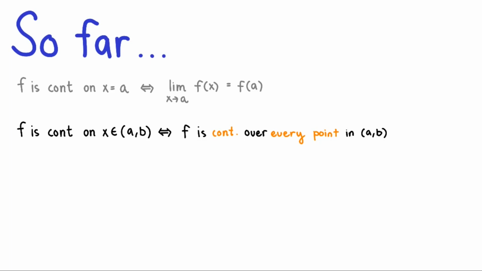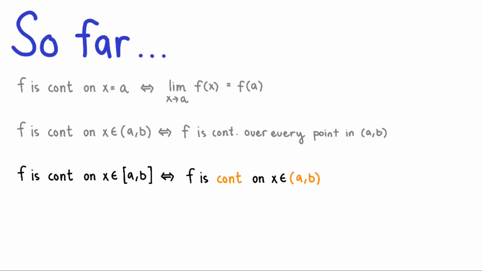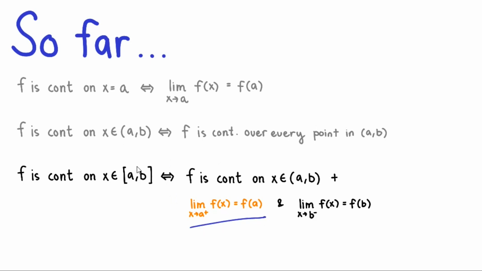Aside from this, we might also ask, how about for the closed interval [a, b]? Well, the technique to check this is to check if f is continuous on the open interval (a, b), plus checking if f is continuous from the right of a, so this one represents this part, and if f is continuous from the left of b, to represent this part. So these two are what we'll be dealing with in this video.